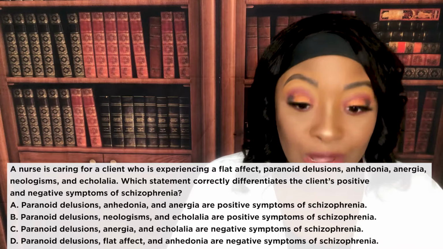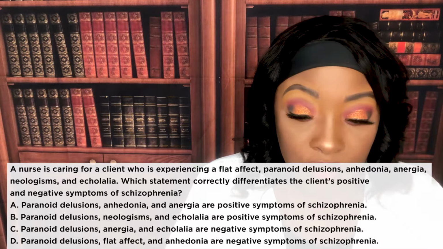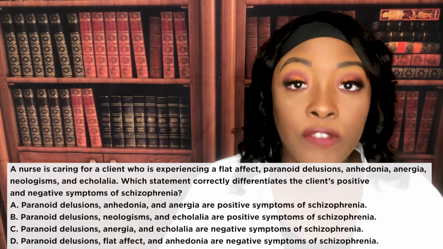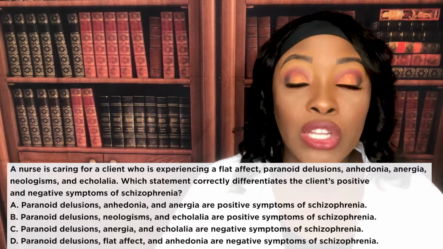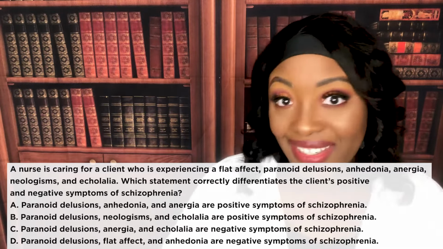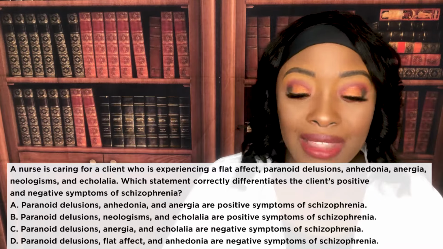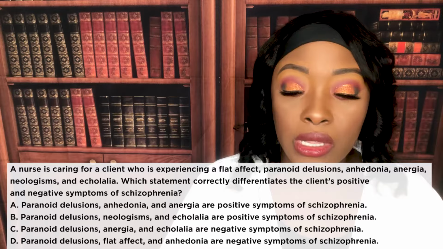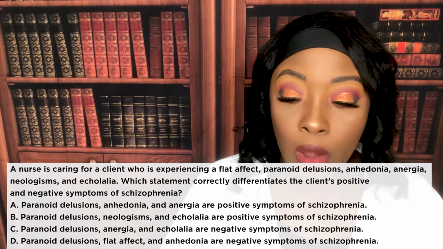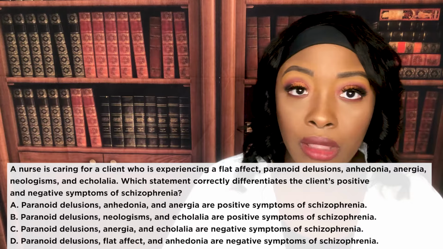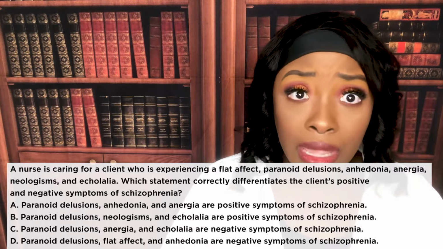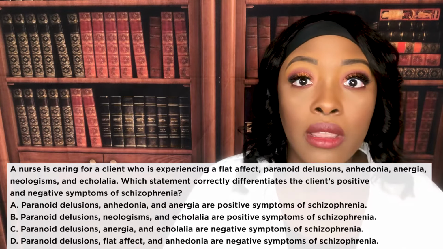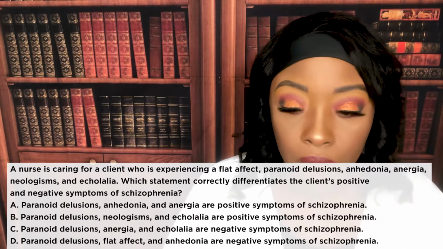Okay, guys, so the correct answer is B. Paranoid delusions, neologisms, and echolalia are positive symptoms of schizophrenia. These are all symptoms that the patient has, but they should not, right? So that is the correct answer. Now, let's go through the wrong choices. Choice A, where it says paranoid delusions, anhedonia, and anergia are positive symptoms of schizophrenia. Well, not all of them are positive symptoms. Guess what? Anhedonia and anergia are negative symptoms. These are symptoms that they should have that they don't.